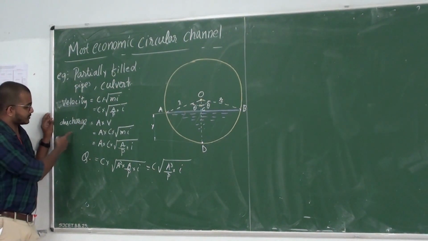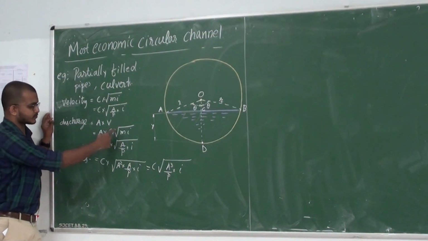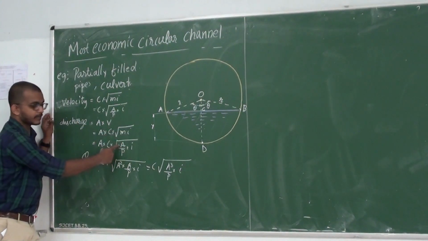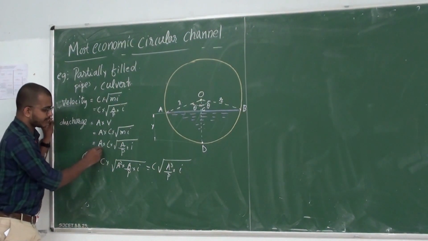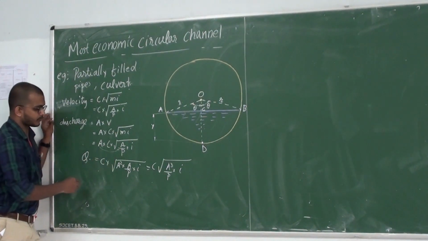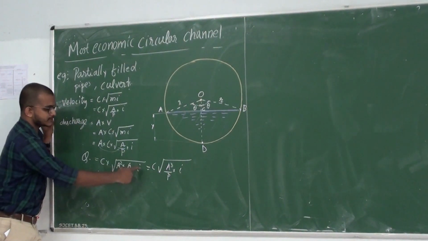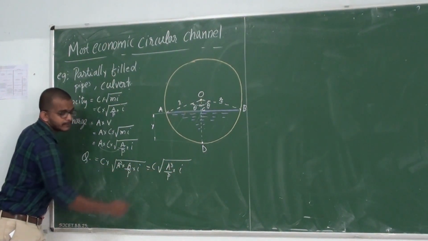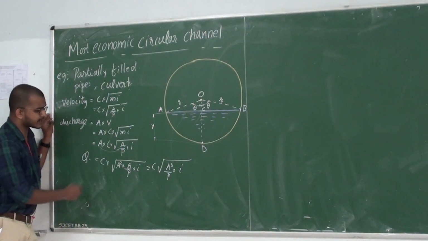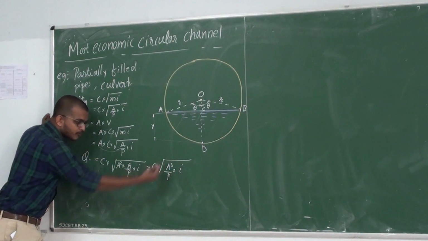But look at the equation for discharge. Discharge is area and velocity. The velocity is given by Chezy's equation, C into square root of m i, where m is area by perimeter. If you bring A into the square root, we get C into square root of A squared into A by P into i. That means the discharge Q is equal to C into square root of A cubed by P into i. So the discharge is proportional to the square root of A cubed by P.